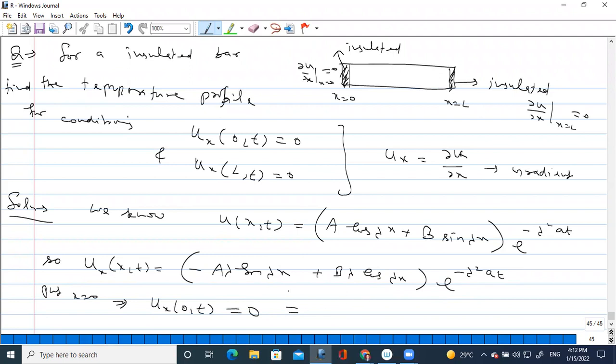So, actually this first term will be 0. Only the second term will be bλ into e to the power minus λ²c²t. So from here you can find that the coefficient b value is 0. So your u(x,t) will be a cos(λx) e to the power minus λ²c²t. Okay, so note down this.